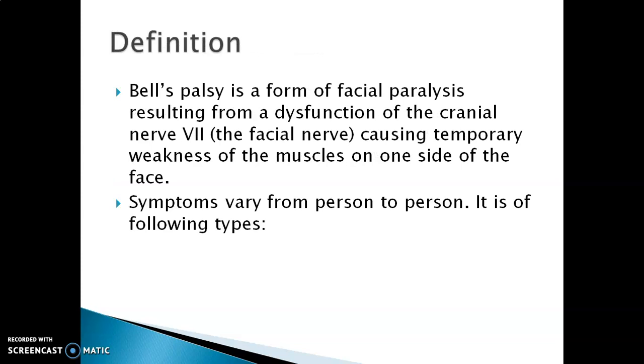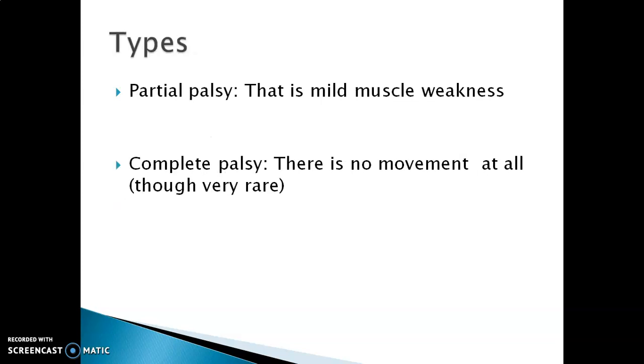So the definition: Bell's palsy is, as I told you, facial paralysis where the seventh cranial nerve is affected, which causes temporary weakness of the muscles on one side of the face, and the symptoms may vary from person to person. There are two types: one is partial palsy and one is complete palsy. In partial palsy, there is mild muscle weakness, and in complete palsy there is no movement at all, though it is very rare, right?